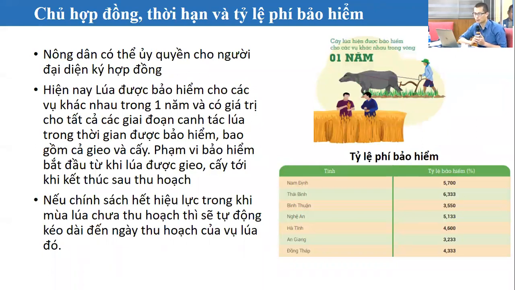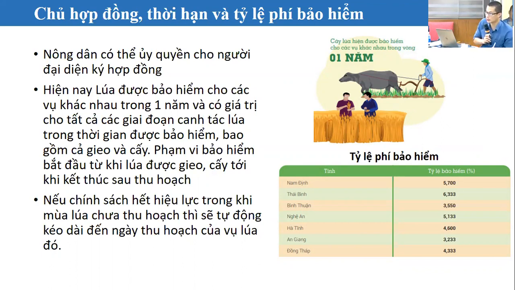Về chủ hợp đồng và thời hạn về phí bảo hiểm. Chủ hợp đồng thì ở đây để giảm chi phí nghiệp vụ và giảm các đầu mối, nông dân có thể ủy quyền cho người đại diện của mình ký hợp đồng, và cái này cũng khá phổ biến trên thực tế, ví dụ như một thôn thì trưởng thôn hoặc chủ nhiệm hợp tác xã có thể thay mặt người nông dân để ký.